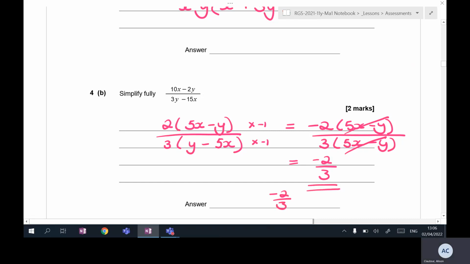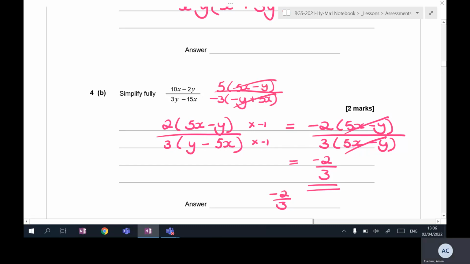Another way of thinking about it is if your brackets look similar, but you know that one of them has got a factor of minus 1, you can just change your mind. Rather than take out 3, you could have taken out minus 3 to make it match the top. If you take out minus 3, then you're left with minus y plus 5x. So it would be the same as the top, even though it's written the other way around.